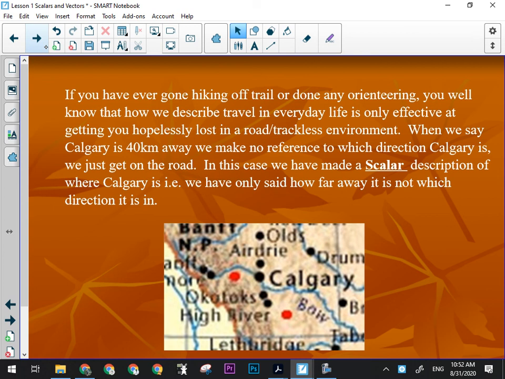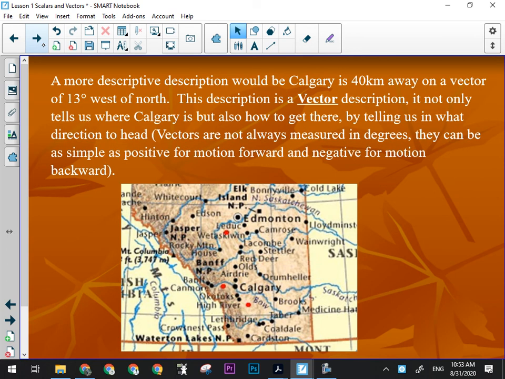Even in the school, if somebody asked me how to get to a different classroom, I wouldn't just say it's 10 meters from here. That's not very helpful. It's 10 meters north from here, or 10 meters down that hallway, or whatever. So a more descriptive description than scalar is to give someone a vector description.